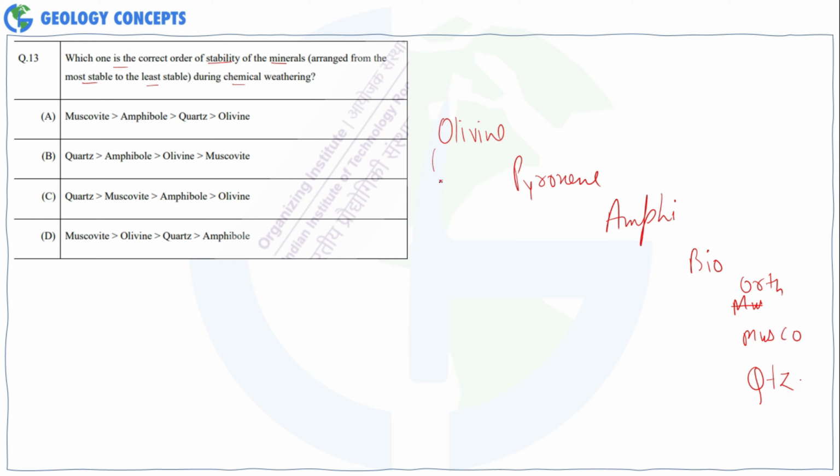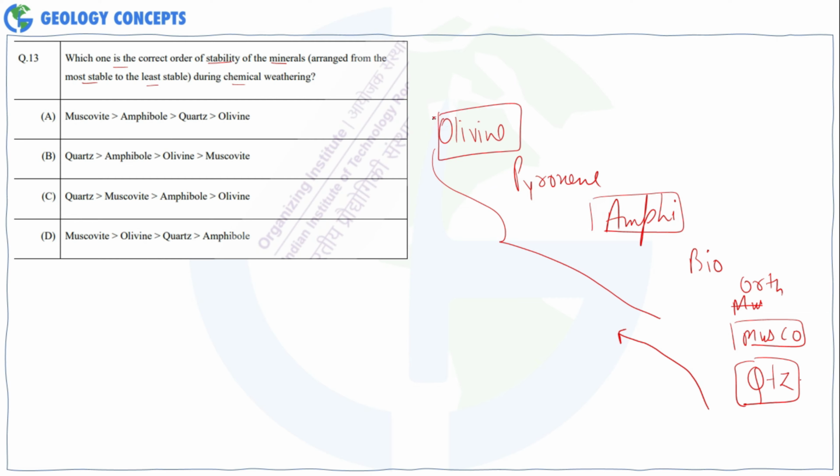So this is the mafic series of the Bowen reaction series, and if I go up in this series, I get the minerals in the direction of least stability. So I have to arrange these from the most stable to the least stable. Hence I can see quartz is most stable here, then muscovite, then amphibole, and then olivine. So the correct answer here should be C.